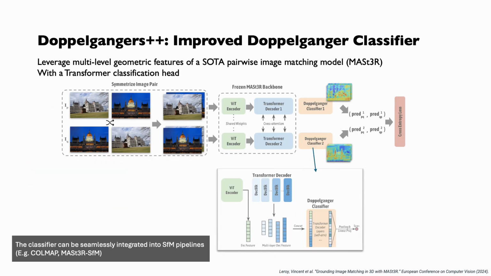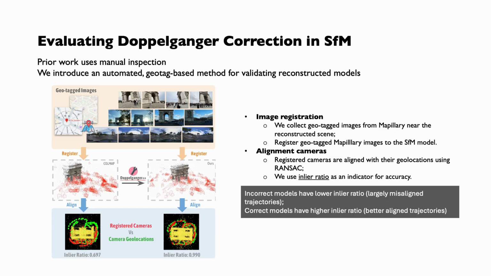And different from prior work, which explicitly extracts keypoints and matches, we leveraged the robust multi-level geometric features of a SOTA pairwise image matching model, which is MASt3R, and trained a transformer-based classification head to distinguish these pairs. During training, we freeze the MASt3R backbone and only train the classification head. The classifier can then be seamlessly integrated into SfM or MASt3R-SfM pipelines and directly work on their scene graph.